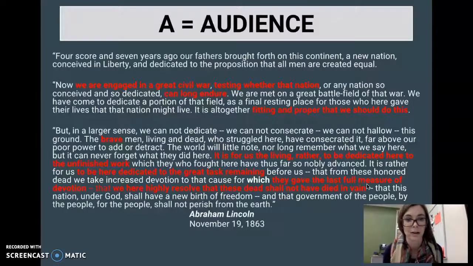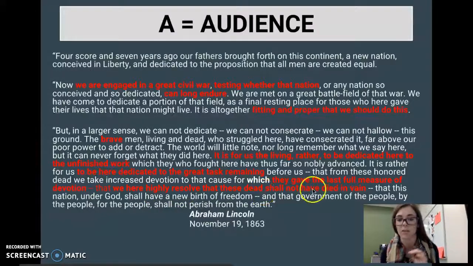Going back to the Gettysburg Address, you can see how he shows his awareness of audience here. When he calls the men who've died brave, he's really playing up to those people who lost family members, making them feel like, hey, my son or daughter or brother or cousin did not die in vain, but he died because they were brave. Again, see here that we highly resolve that these dead shall have not died in vain.